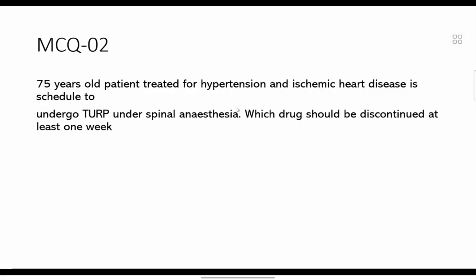Then we have drugs like glycosides, which can't be continued. Metformin can be continued, but other drugs should be converted to metformin or soluble insulin. Then after the surgery, again we can start them. Metformin also can be continued throughout the surgery.